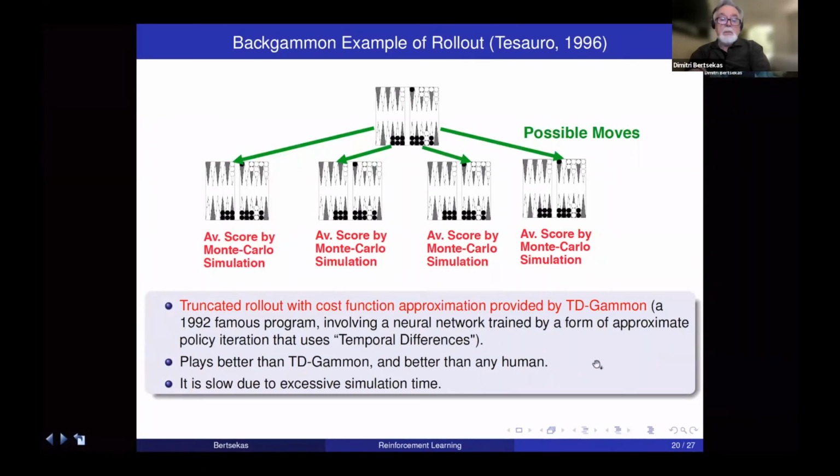So that's the backgammon example. Very impressive at that time, very motivating, and it also highlighted the difficulty with excessive simulation time. Now, Monte Carlo Tree Search is one of the methods that can be used to alleviate the simulation problem. One way to reduce the simulation requirement is using truncation. Monte Carlo Tree Search is a different way to do that. Any questions?